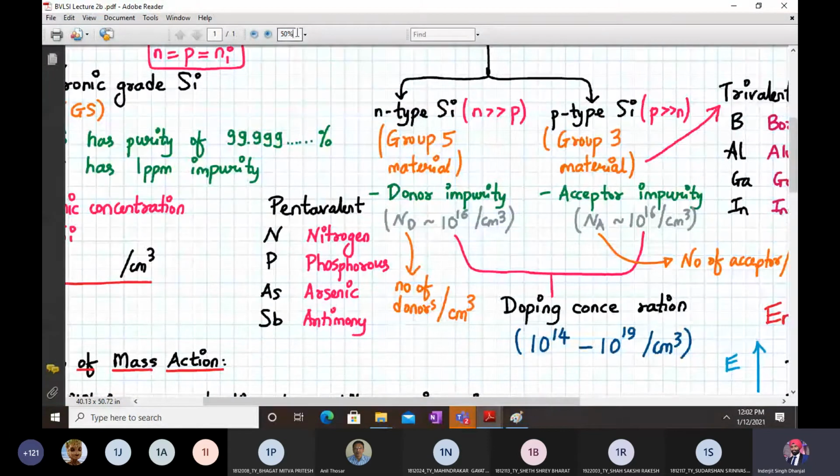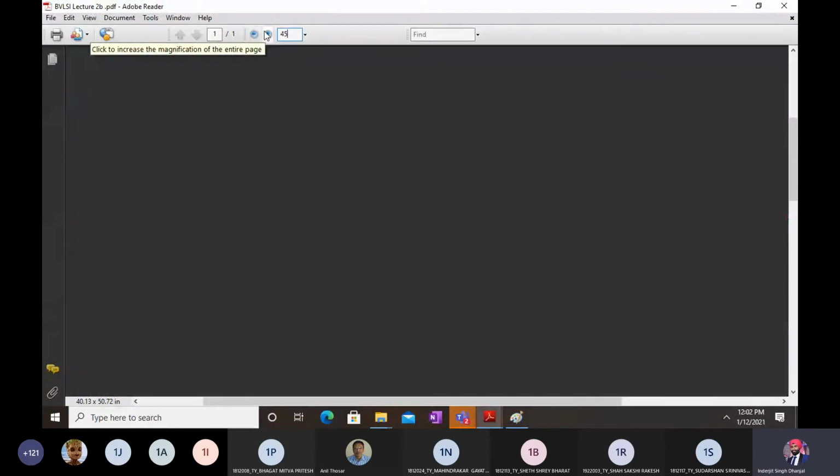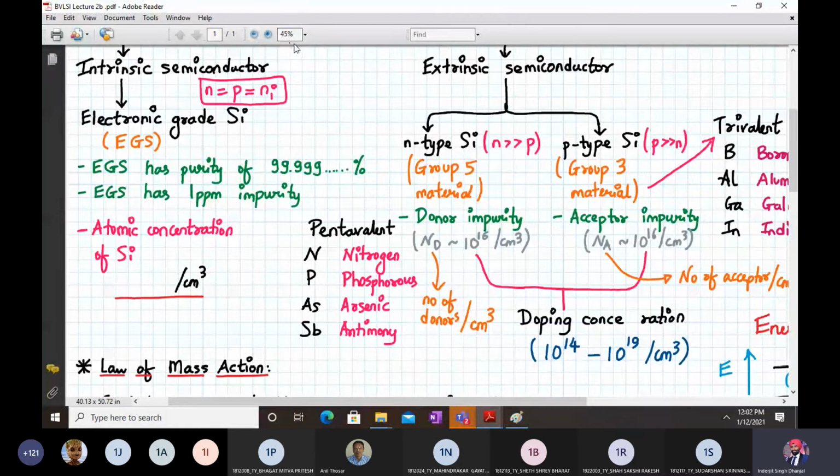Okay, it's 45. I guess I can fit the screen with 40.